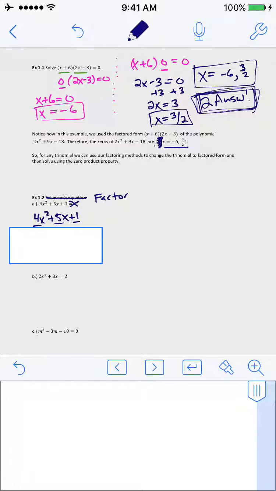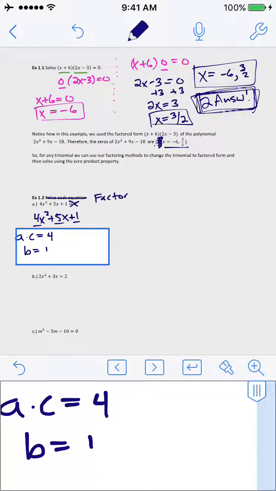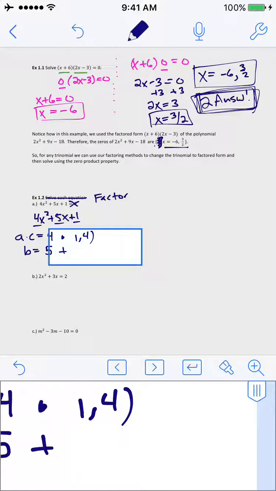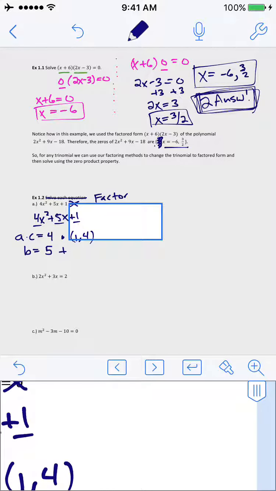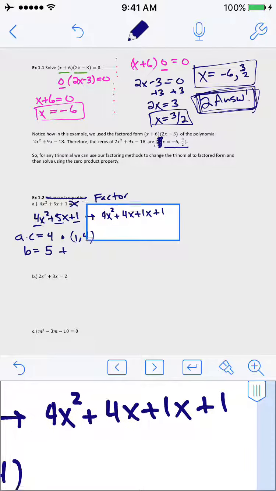Or factoring trinomials, pardon. So a times c would be 4 times 1, which is 4, and b is equal to 5. What two numbers are going to multiply to 4 and add to 5? That would be 1 and 4. 1 and 4 will do that. So now I'll take this guy. I'll say 4x squared. Instead of plus 5x, I'll say plus 4x plus 1x. Right? Plus 4x plus 1x. And then I'll keep the plus 1 on the end.